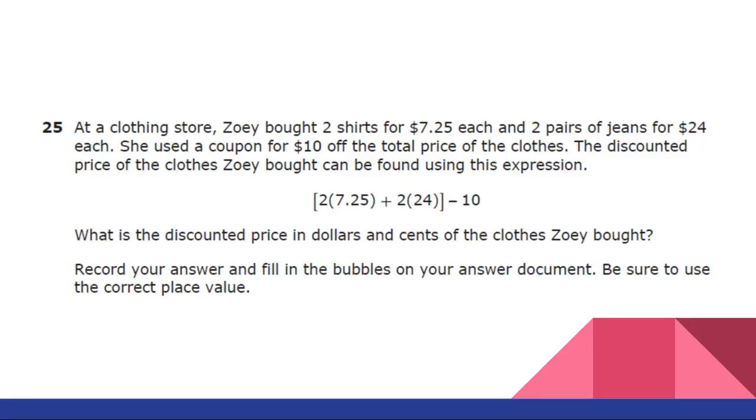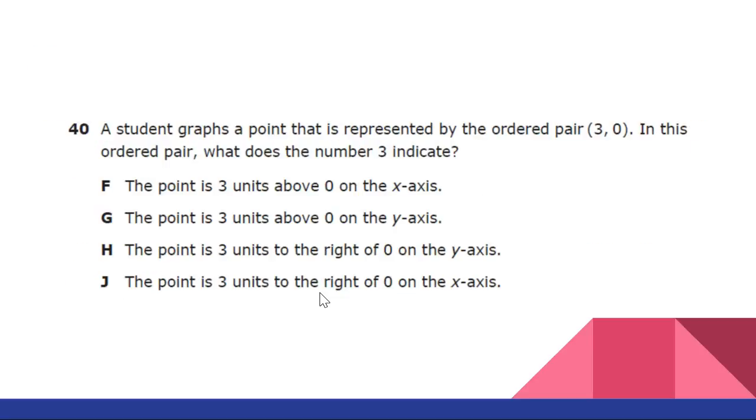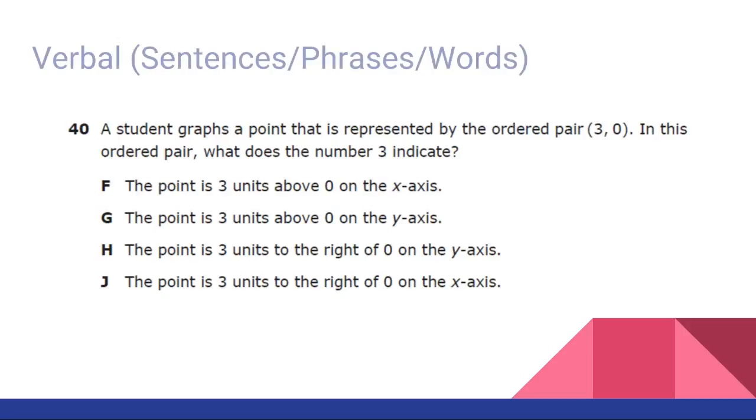And 25. Number 25 says at the very bottom, record your answer and fill in the bubbles on your answer document, so we know this is a griddable. And then number 40 is a verbal because it has a description of what is in the question.